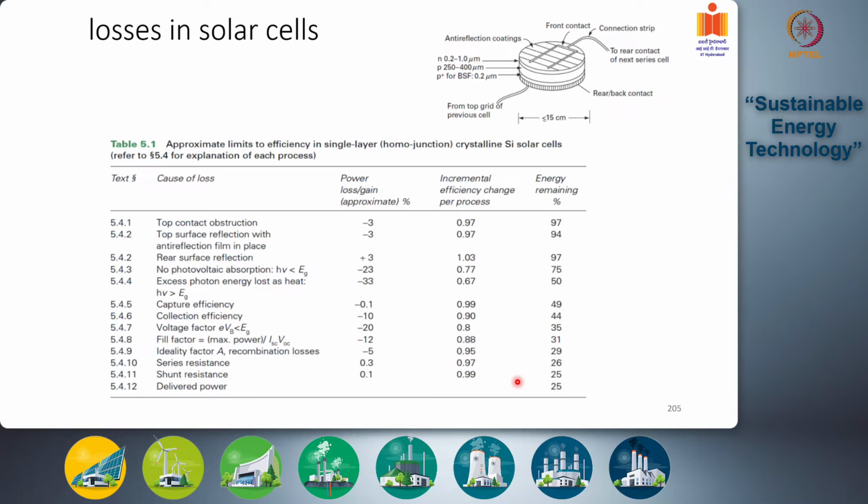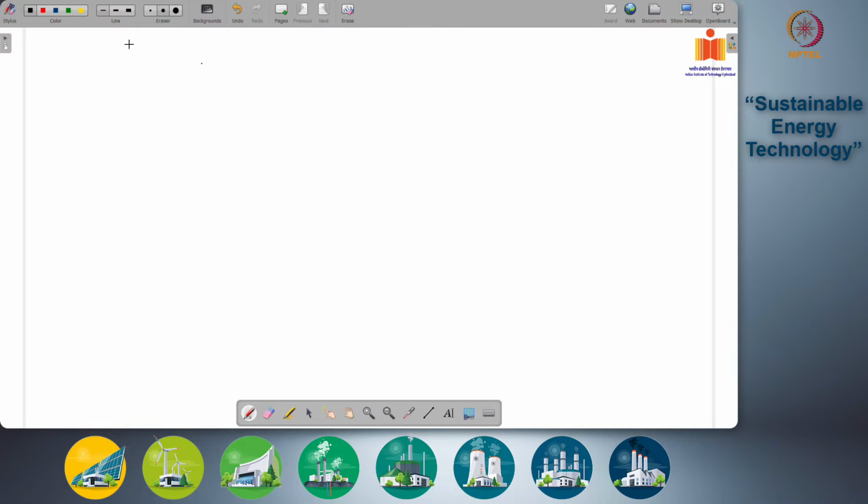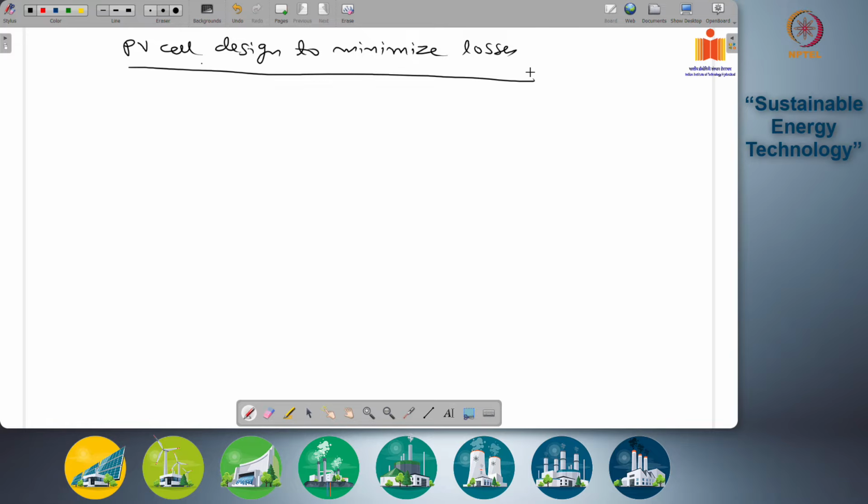Okay. So let us discuss some of the designs that are used to minimize these power losses for a typical silicon solar cell. So our discussion is PV cell designs to minimize losses. Okay. So first is your top surface contacts.